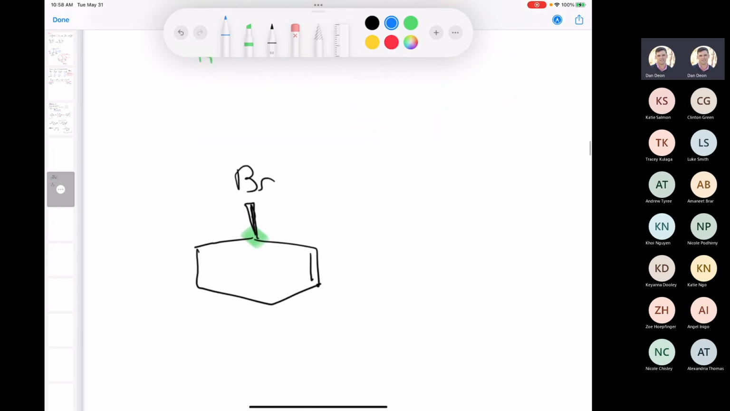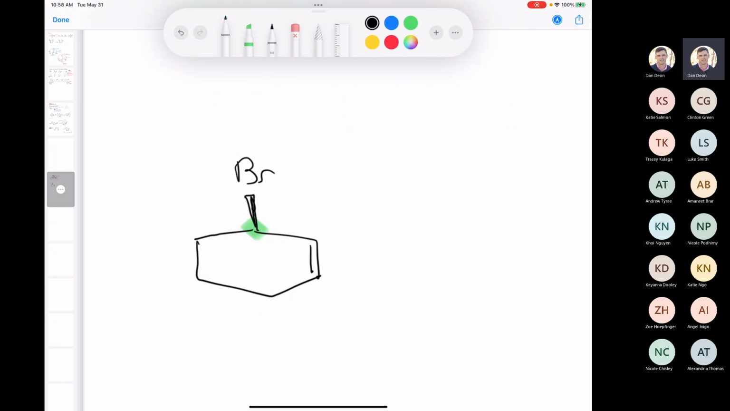Let's try one more, and then we'll call it a day. If we look at this stereocenter, bromine definitely has the highest atomic number. Then we have a hydrogen going in the back. It's got the lowest priority. Then we have a carbon here, and we have a carbon over here. What's the carbon in red attached to? It's attached to a carbon, it's attached to a carbon, and it's also attached to a hydrogen.